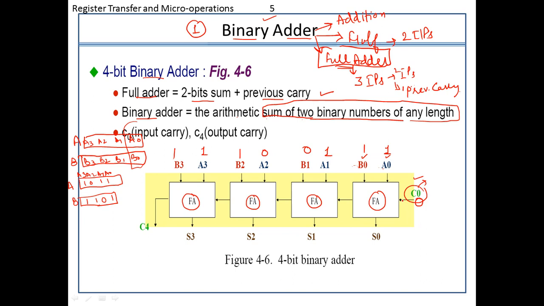I don't have any carry bit there, right? So I am taking this carry as an input carry bit 0. So when I start the addition of 1 plus 1 plus 0, I will get 0 as a sum and 1 as a carry, right?